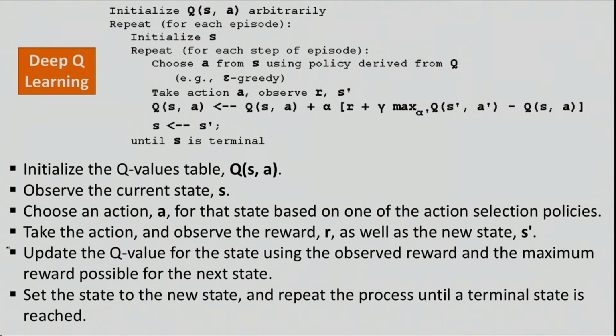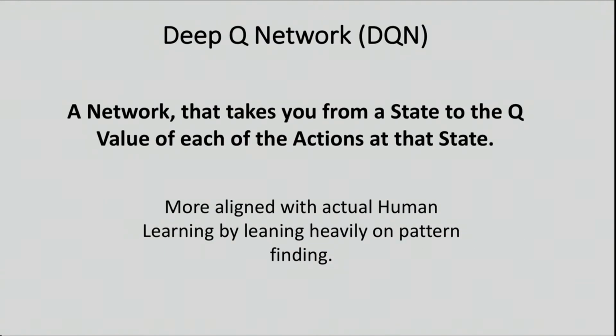And now how do you take all of those principles and start to think about constructing an artificial neural network that can start to learn on those principles? And that is what a deep Q network is: a network that takes you from a state to the Q value of each of the actions at that state.